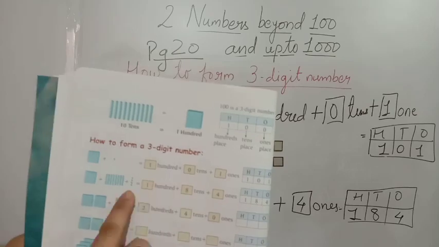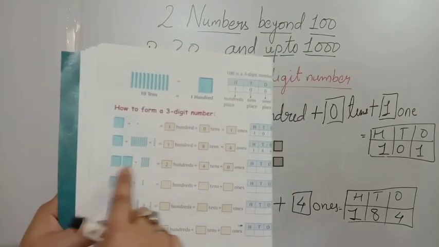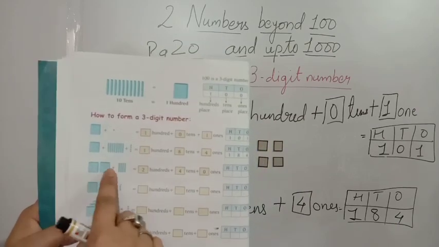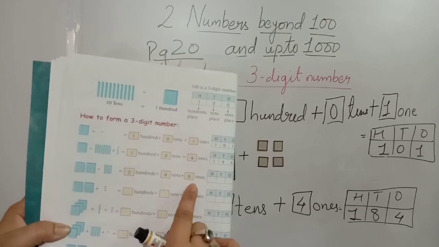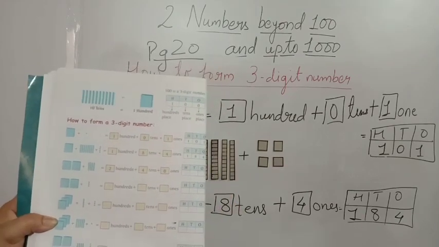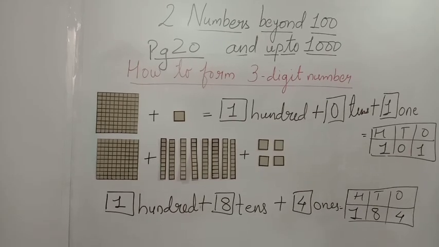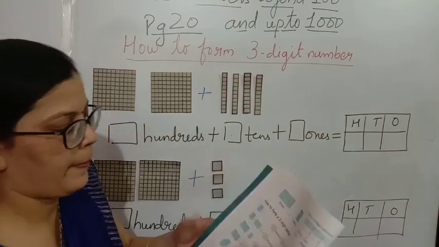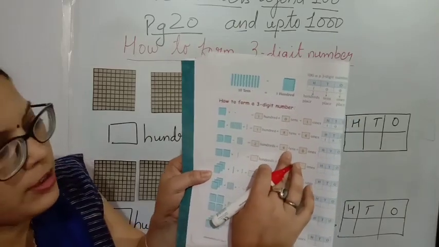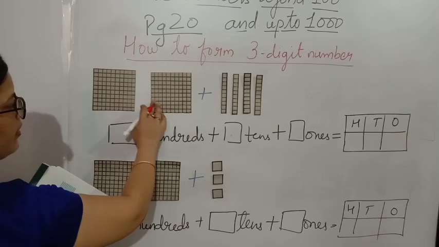See, these 2 examples are given. So you just have to see these blocks. How many blocks are given for a particular place? Write the numbers in the boxes given and then form the numbers. Now I am going to explain this third question. Third one. See here. How many blocks of hundreds are there?